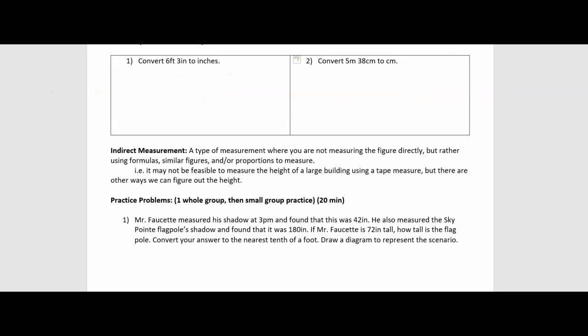Indirect measurement. This is a type of measurement where you are not measuring the figure directly, but rather using formulas, similar figures, and/or proportions to measure it. So for example, it may not be feasible to measure the height of a large building using a tape measure, but there are other ways we can figure out the height. And we're going to look at one of those examples below.